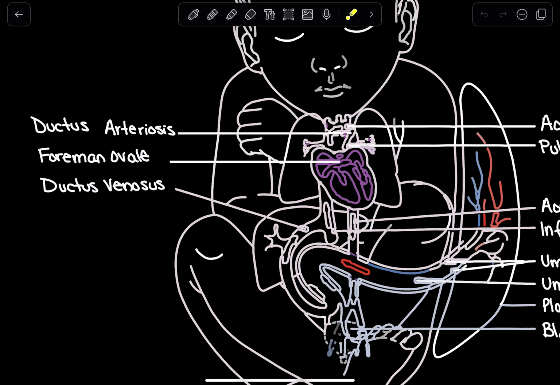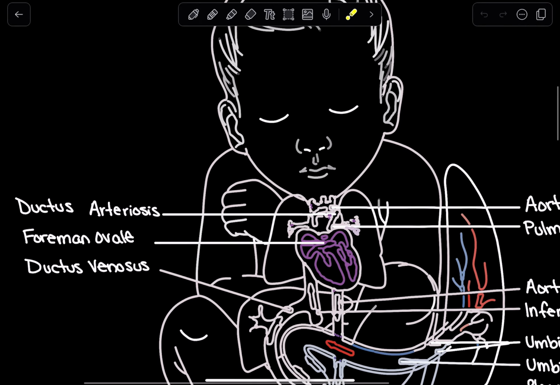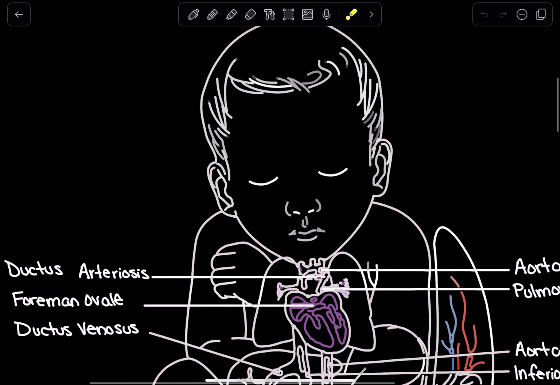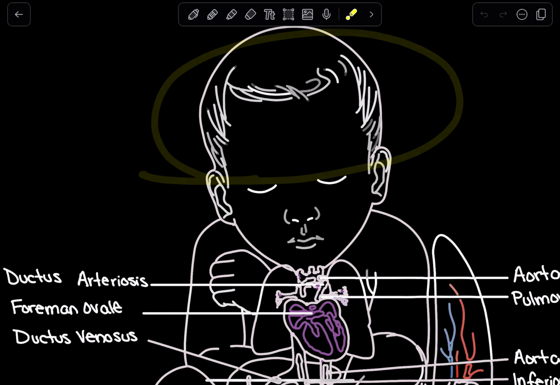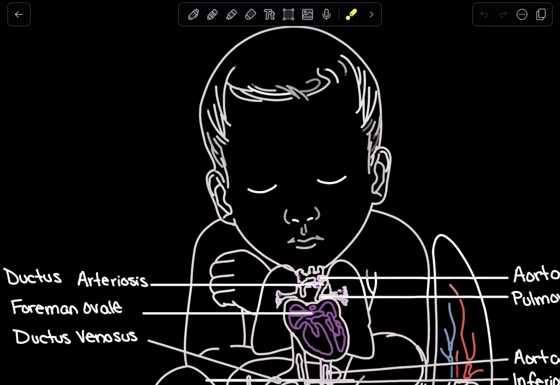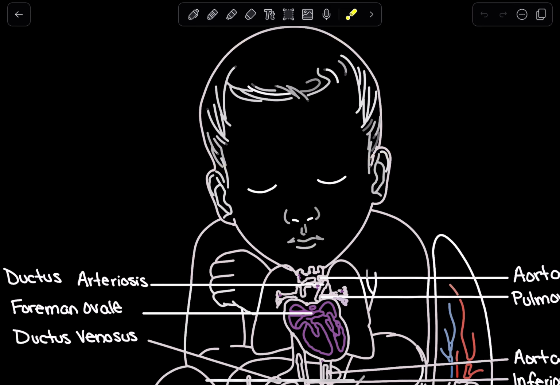Now, we have to talk about the deoxygenated blood for a second. So most of the blood in a fetus, that oxygenated blood, is going towards the developing fetal brain. So the fetal brain will then have deoxygenated blood that is going to come back down.